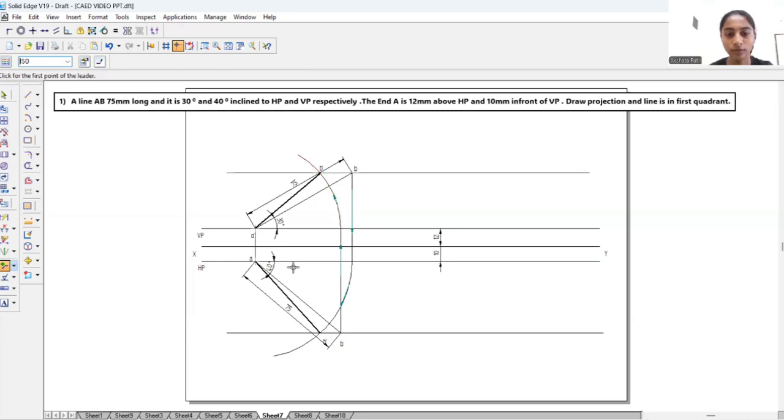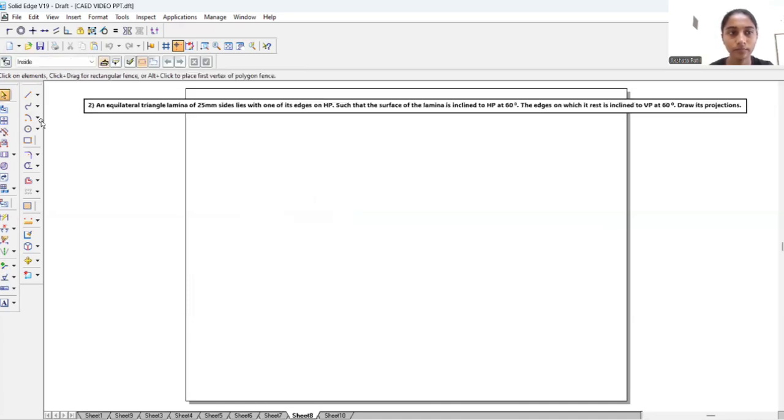So this is the first problem on lines. Next we will discuss the next problem on planes. Our problem is: an equilateral triangle lamina of 25 mm sides lies with one of its edges on HP such that the surface of the lamina is inclined to HP at 60 degrees. The edge on which it rests is inclined to VP at 60 degrees.